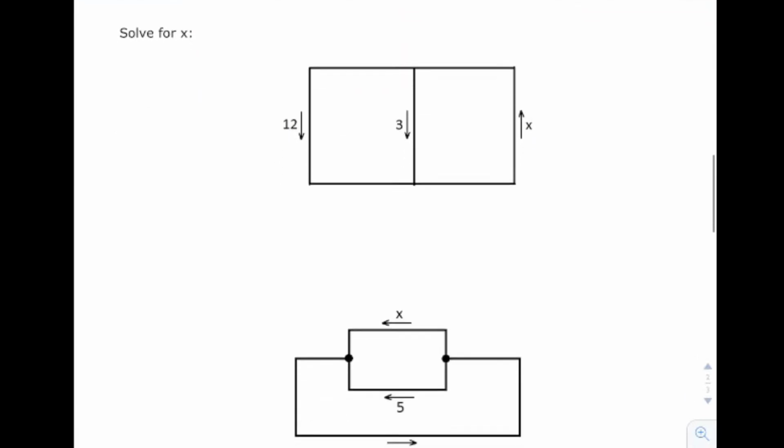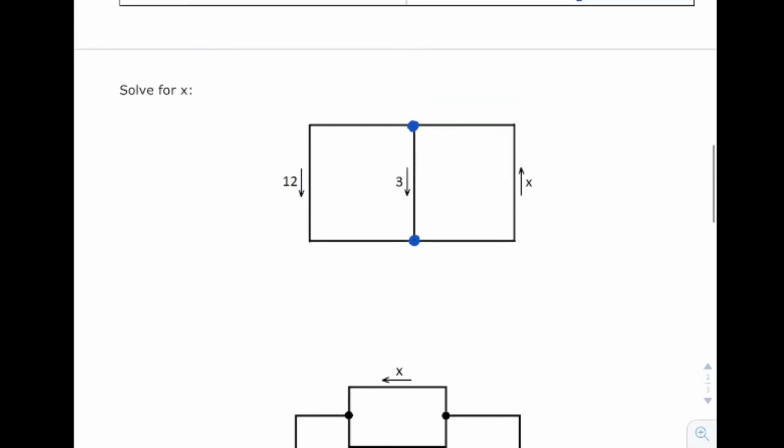Page 2. Solve for X. Well, it's the same old Kirchhoff's current law. Where's the junctions? Well, the junctions are basically where the wires meet. Here you've got wires meet. Here you've got wires that meet. You wouldn't really call that a junction. I mean, technically you can call anything a junction, really, but no, that's just all the same wire.